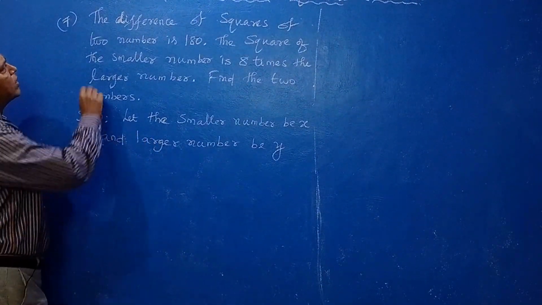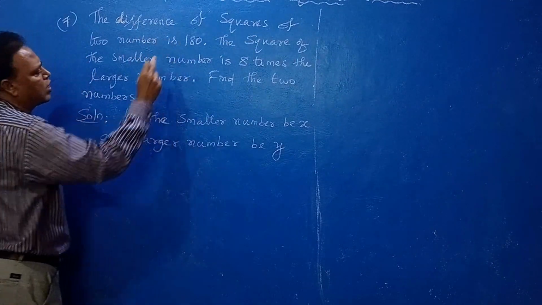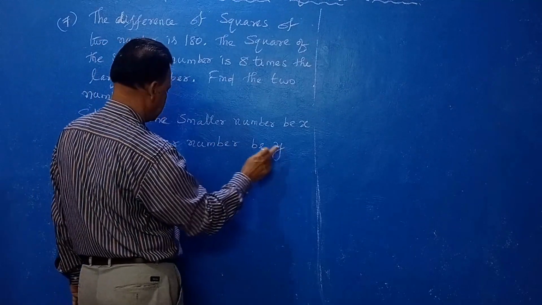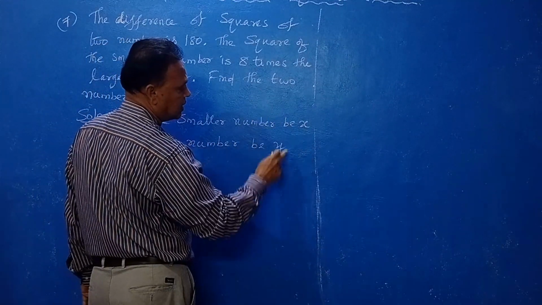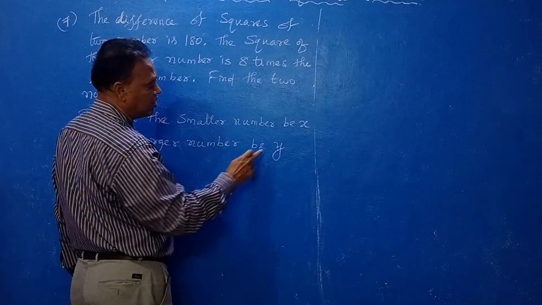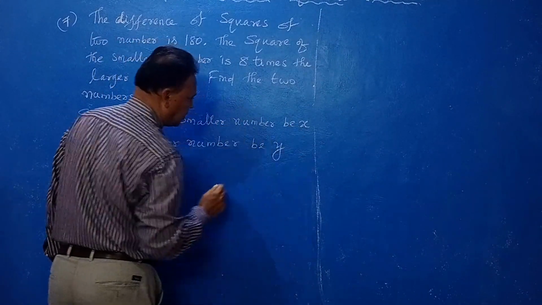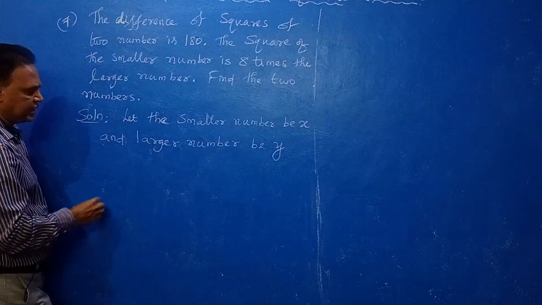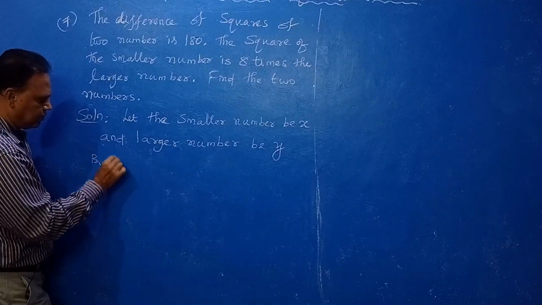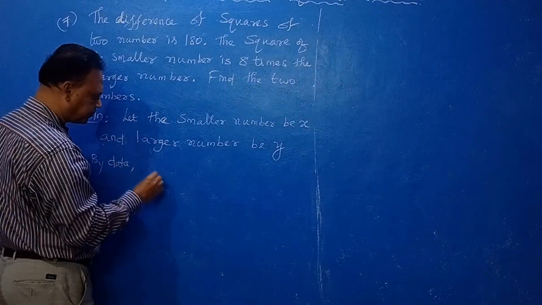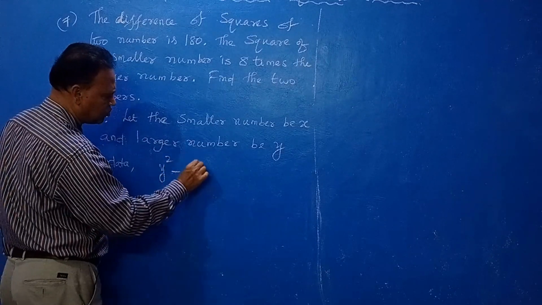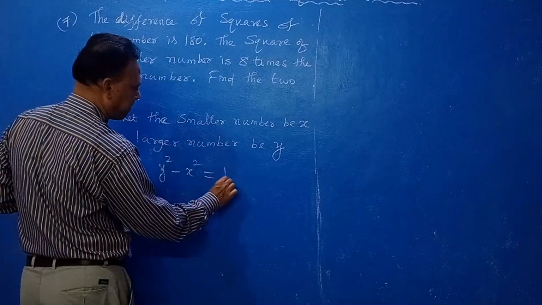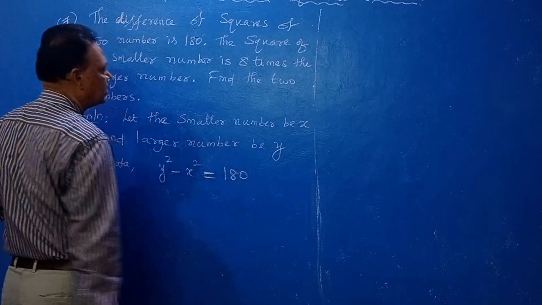Now, the difference of squares of two numbers means you take the larger number minus the smaller number, always. But square first, then take the difference. That is, by the data, y squared minus x squared, that is equal to 180.